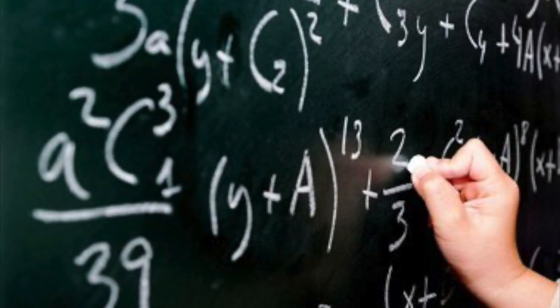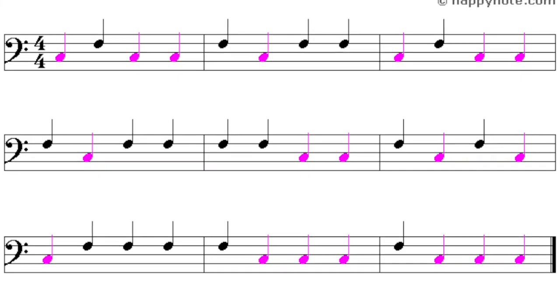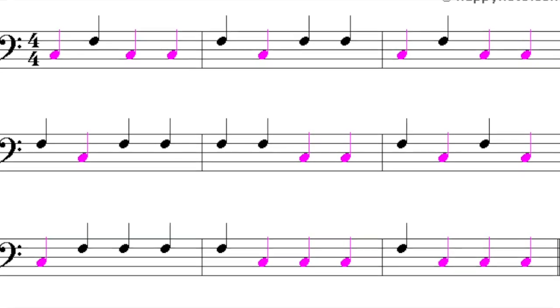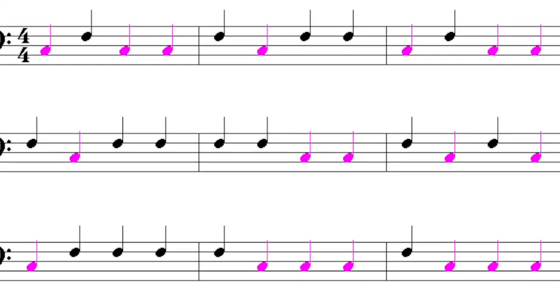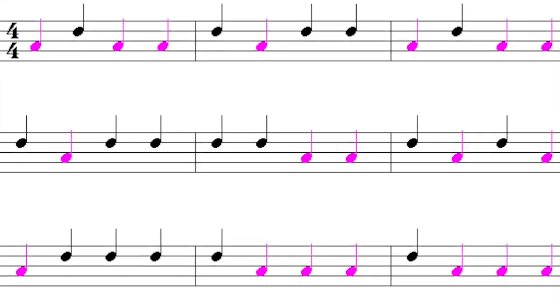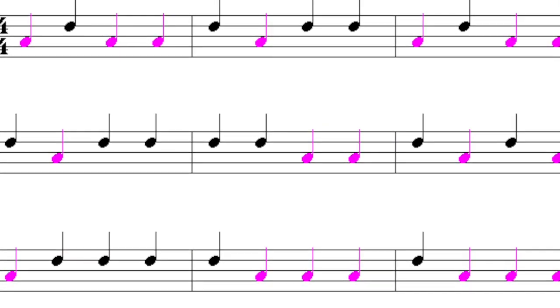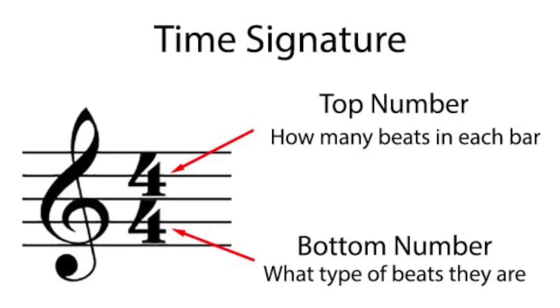Now, how can music education help when it comes to mathematics? Before we get started with this next part, let me explain to you what a bar is. In sheet music, a bar is where those two vertical lines start and end. From start to finish, that is one bar. At the beginning of every piece of music, there is a time signature. This time signature shows how many beats are in one of those bars. So, in this example, which is the most common example, there are 4 beats in each bar.